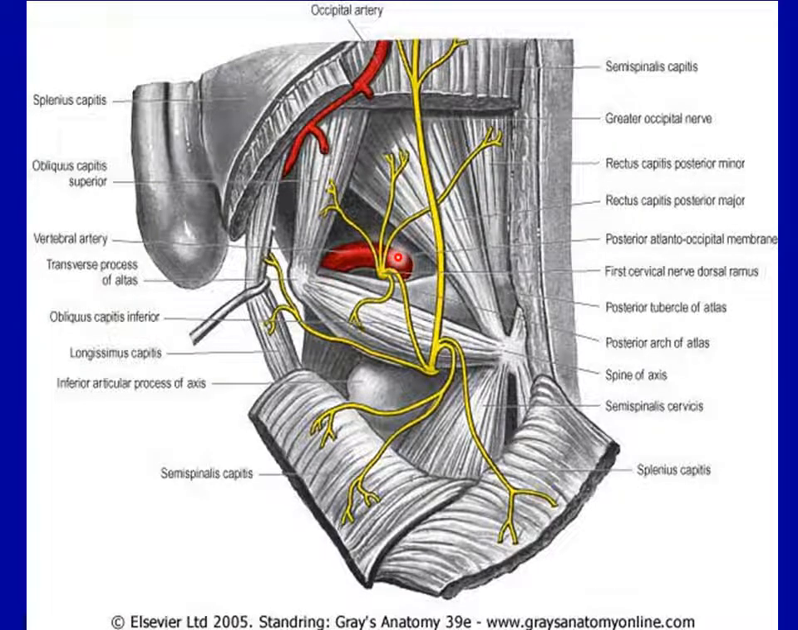So we can see the contents here. This is the vertebral artery. The semispinalis capitis has been cut, so you can see the triangle over here. This is obliquus capitis superior and this is obliquus capitis inferior. This is rectus capitis posterior major and rectus capitis posterior minor. So these are the boundaries of the suboccipital triangle, and the contents we can see here: the vertebral artery and the dorsal ramus of the C1 nerve, or the suboccipital nerve.